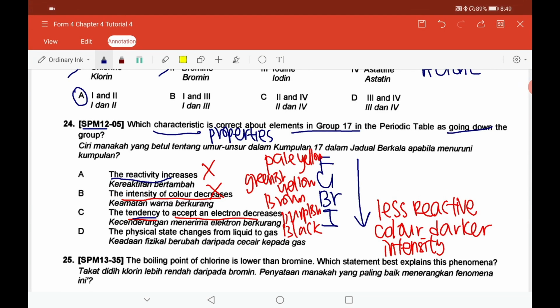The tendency to accept electron decreases. Okay? Because when you're going down the group, the electron is far away from the nucleus. So it's very hard for the nucleus to pull the electron already. So answer C is correct.